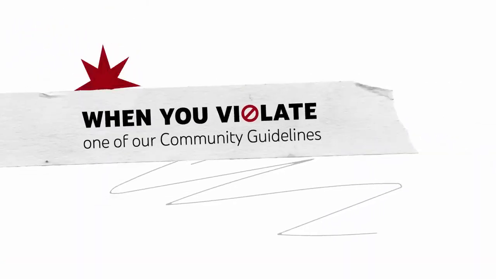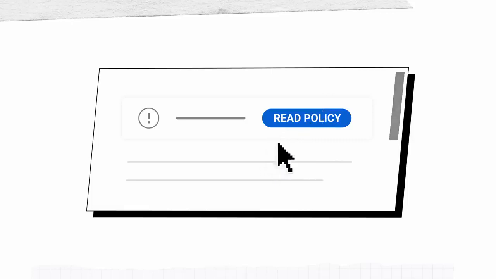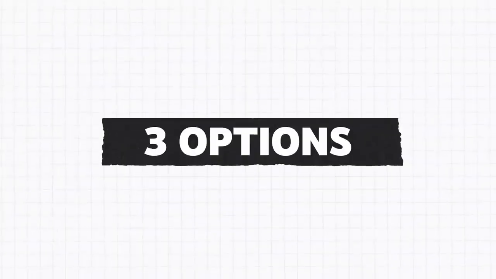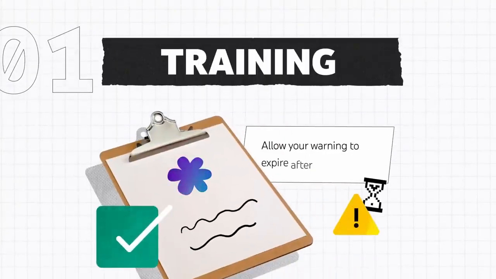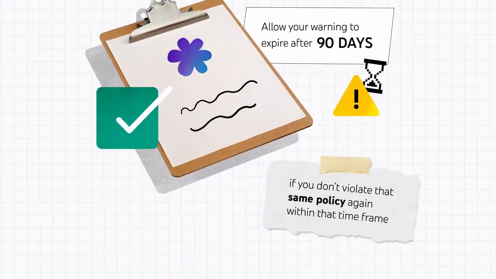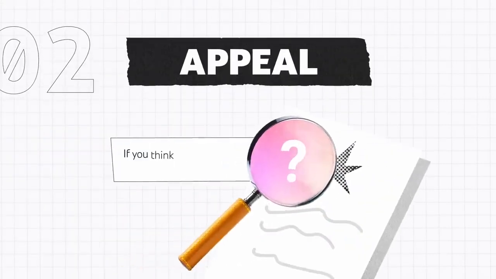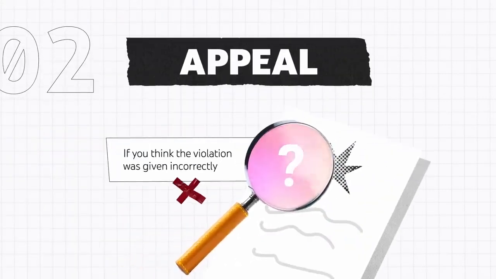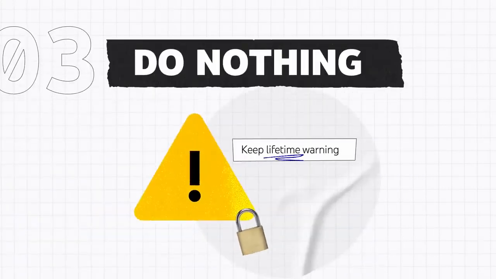When you violate one of our community guidelines, you'll first receive a warning. Once you're notified about your warning, you can review it to find out what policy you violated and what next steps you can take. You'll have 3 options. Option 1, you can take a policy training, which will allow your warning to expire after 90 days if you don't violate that same policy again within that time frame. Option 2, you can appeal the warning if you think the violation was given incorrectly. Or option 3, you can do nothing and keep the lifetime warning on your channel.